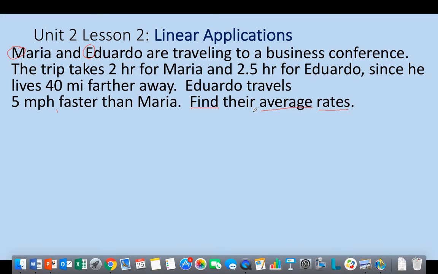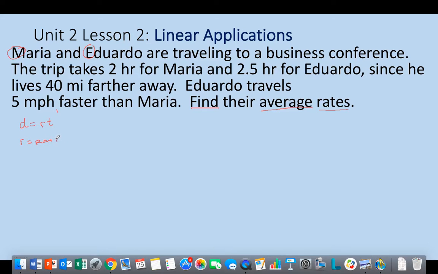So how fast is Maria going? How fast is Eduardo going? Well, I look at this and I think to myself, all right, do I have any real formulas for something like this? And I do, actually. I know that distance is equal to rate times time. And so for me, rate, this is what I want to find for each one of them. So R is going to be my rate. This is what I want to find.